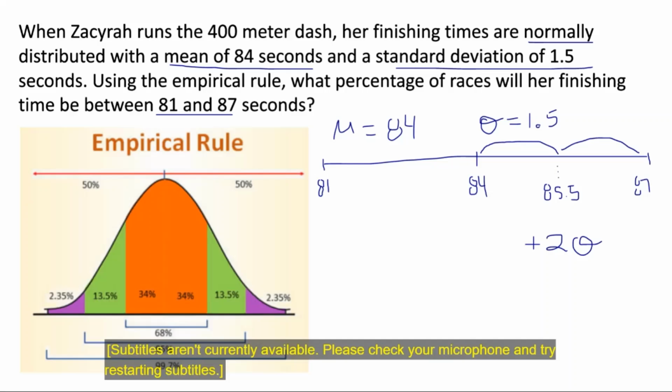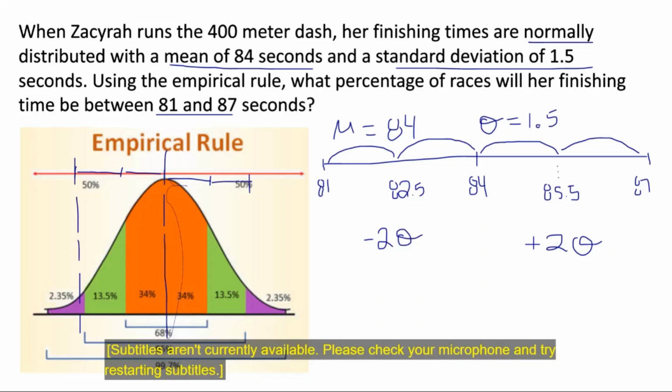Let's double check on the other side. If I subtract my standard deviation, looks like I'm at 82.5. And if I subtract it again, I'm at 81. So sweet, over here, I was also 2 standard deviations apart. So if you remember our rule, here's the middle. And here's me going 1, 2 standard deviations, 1, 2 standard deviations. It looks like 95% of her races will finish between 81 and 87 seconds.